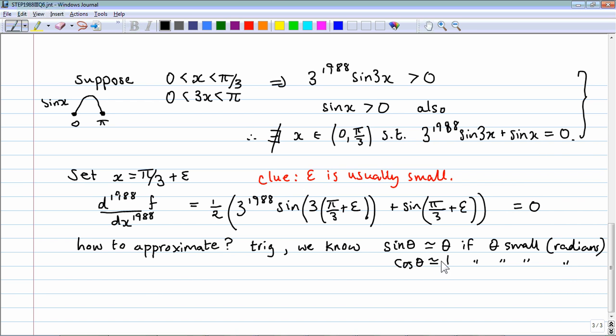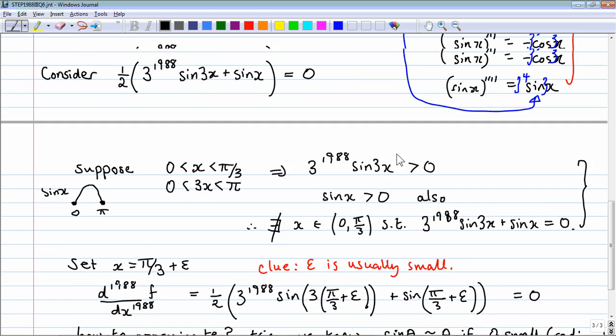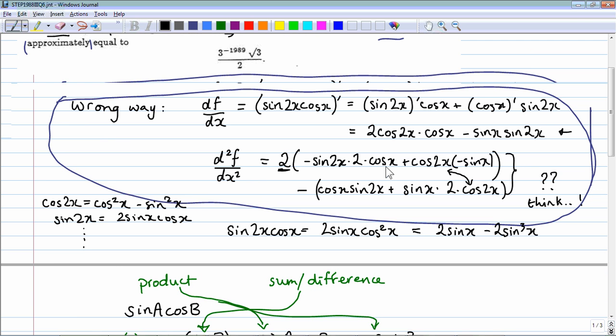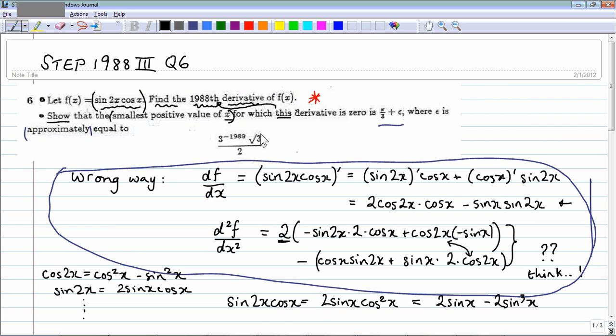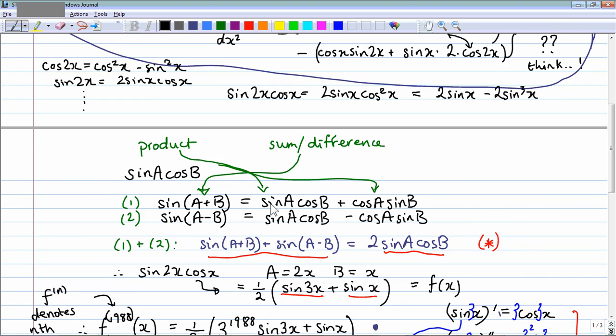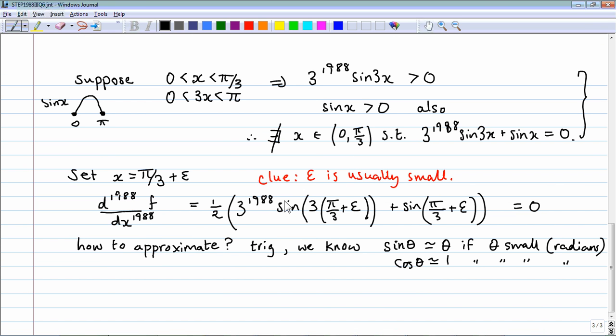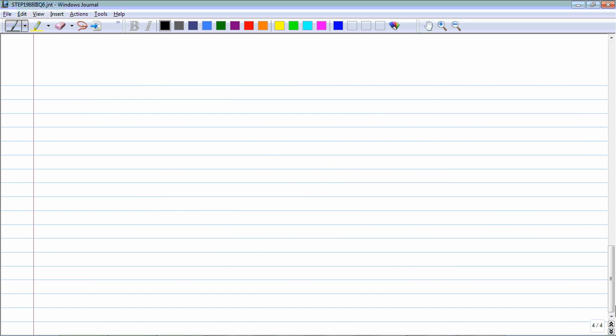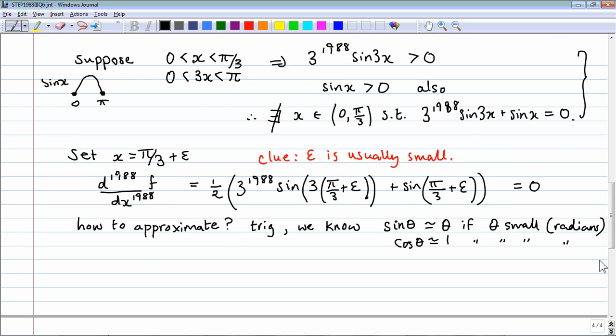Now we could put 1 minus theta squared over 2, but I can see from the question that there's going to be no square of epsilon here. That will be too complicated. Anyway, so that's a reasonable approximation, or that's the kind of approximation that we're allowed to use in these questions.